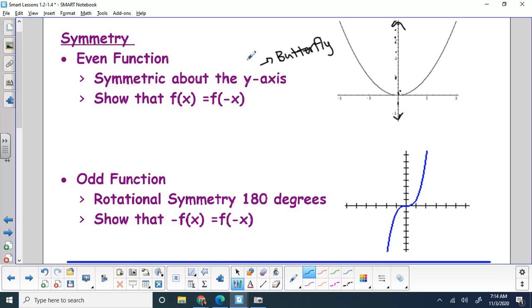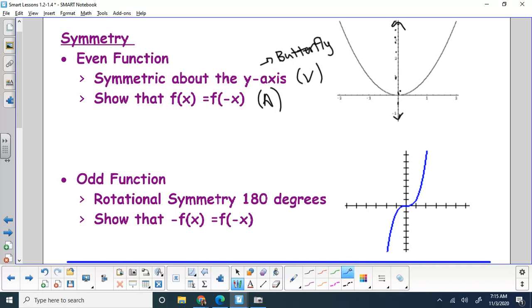To show algebraically, so this is the visual piece, and this is the algebraic piece. To show algebraically, we have to show that the original function is equal to the original function when you replace all the x's with negative x.